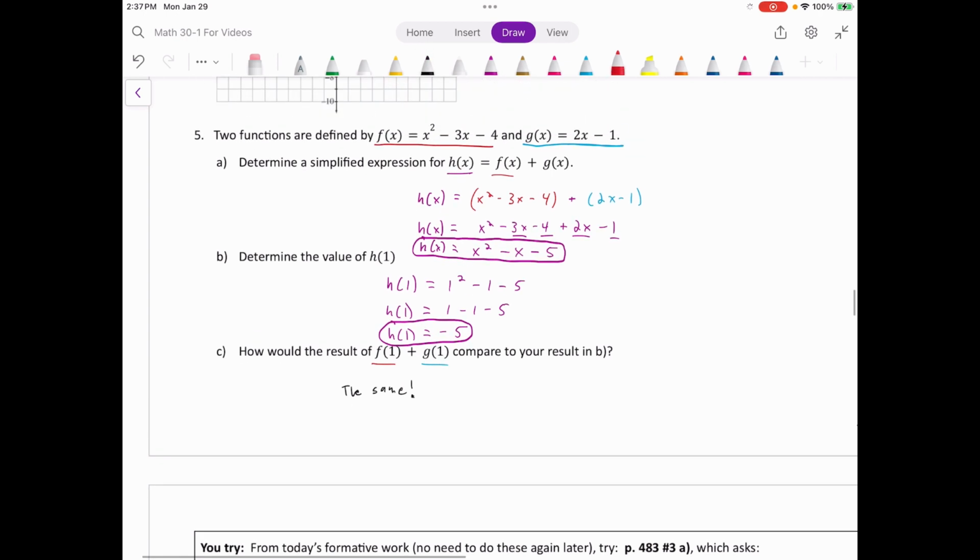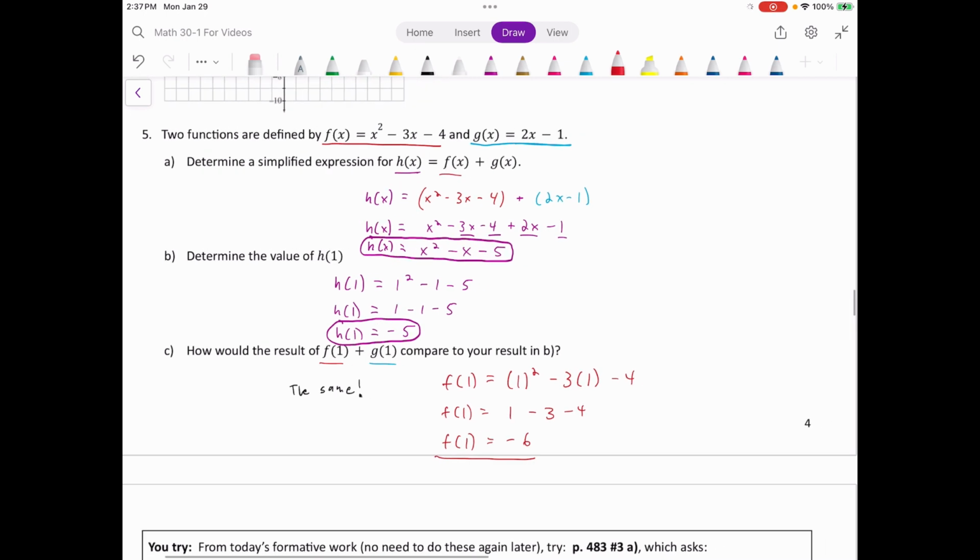So what is f of 1? Well, f of x is x squared minus 3x minus 4. So f of 1 is 1 squared minus 3 times 1 minus 4. So 1 squared is 1, minus 3 minus 4. 1 minus 3 is negative 2. Negative 2 minus 4 is negative 6. So there we go. F of 1 is negative 6.